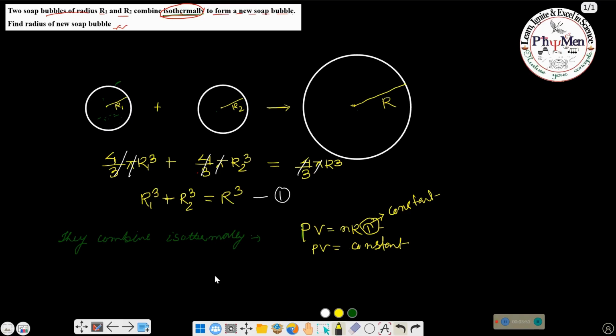So from this we can write P1V1 + P2V2 = PV, because they combine isothermally. Isothermal means the temperature will remain constant. That means P1V1 is constant for this, P2V2 is also constant for this, and PV will also be constant for this one.